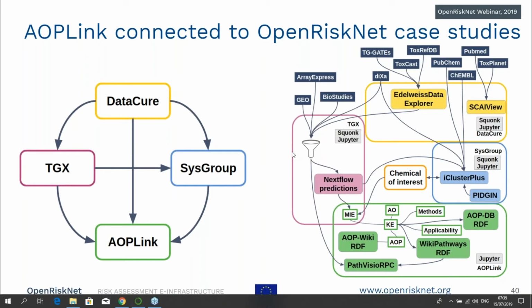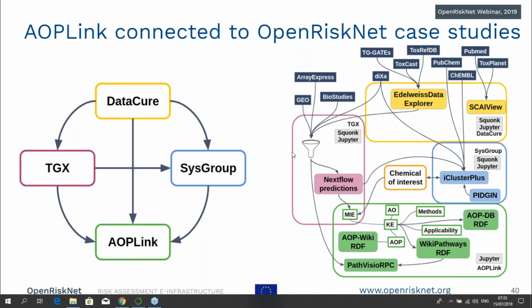For example, if we have a certain data set, for example, through DIXA, there's TGX that can make predictions. Their goal is to make predictions about the activation of certain molecular initiating events. And this prediction model can then be linked to the adverse outcome pathway wiki, to see if this molecular initiating event is there, what kind of AOP it is connected to, and what kind of methods I need to test this. But we can also go further downstream using the AOP database RDF, which will also be there in the future, or the WikiPathways RDF, which is already present in the OpenRiskNet infrastructure.